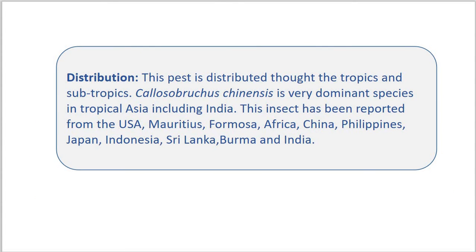Now, if we discuss its distribution, this pest is distributed throughout the tropical and subtropical regions. Callosobruchus chinensis is a very dominant species in tropical Asia, including India. This insect has been reported from USA, Mauritius, Africa, China, Philippines, Japan, Indonesia, Sri Lanka, and India also.